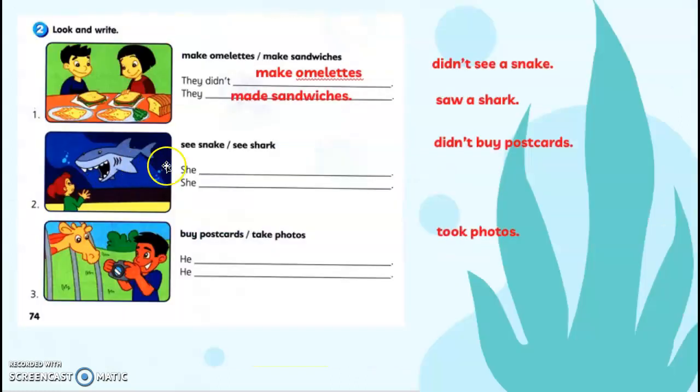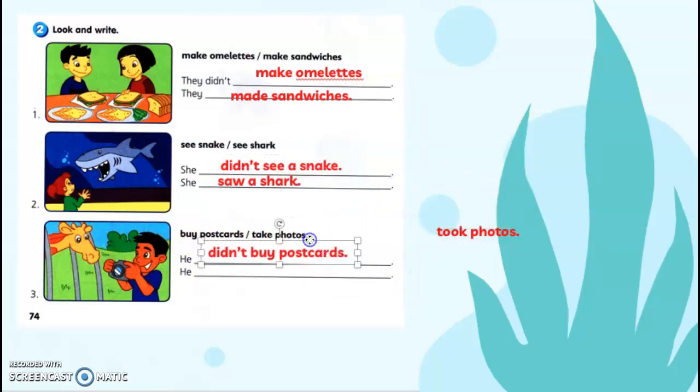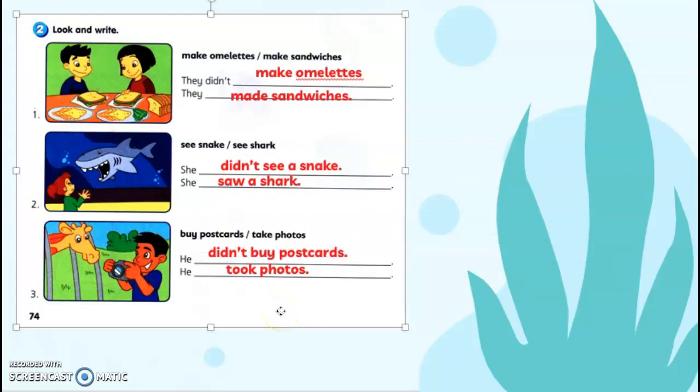Okay? So, the second one, does she see a snake or does she see a shark? So, she didn't see a snake. It's not a snake. She didn't see a snake. She saw a shark. So, you change see into saw. Alright, so did he buy postcards or did he take photos? No, he didn't buy postcards. He took photos. Alright, if I am going too fast, you can pause this video at this instant and try to read the sentences.